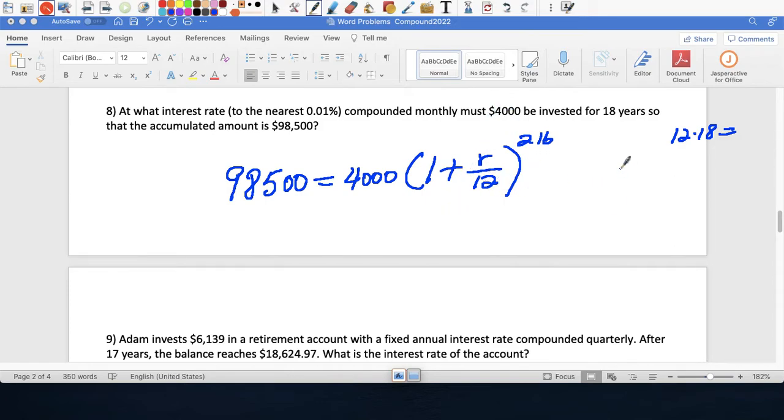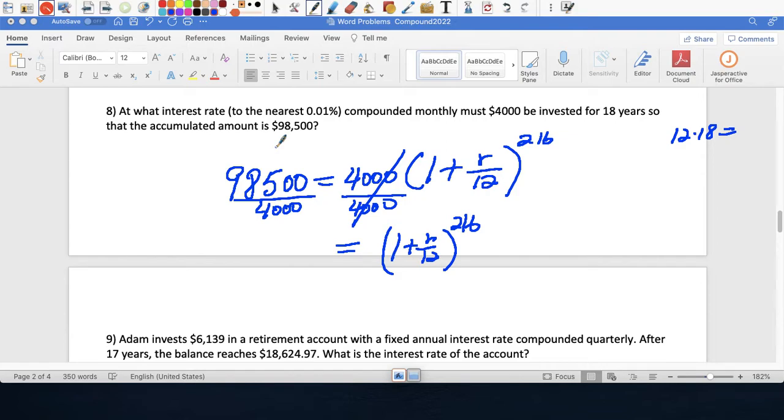A couple of things we can do. We can get rid of this 4,000. We can divide this by 4,000, and guess what? We can divide this side by 4,000. So these two will go away. I'm going to be left with 1 plus R over 12 to the 216 power. On the other side, 98,500 divided by 4,000 equals 24.625.